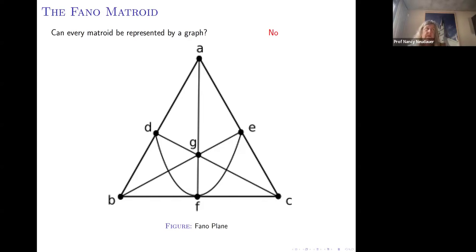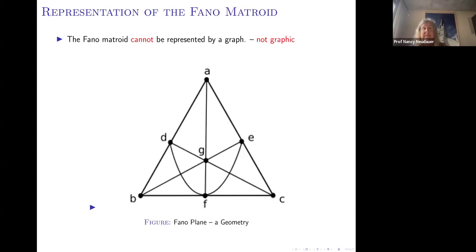Well, that's a little bit hard to comprehend, but rather I could just look at these 3 points on a line. Well, this is our dependent set. It turns out these are going to be the cycles in the graph. So I could look for a graph with 7 edges and exactly these 7 cycles. And that's also going to be a problem, which is why it's not graphic. So this Fano matroid cannot be represented by a graph. It's not graphic.